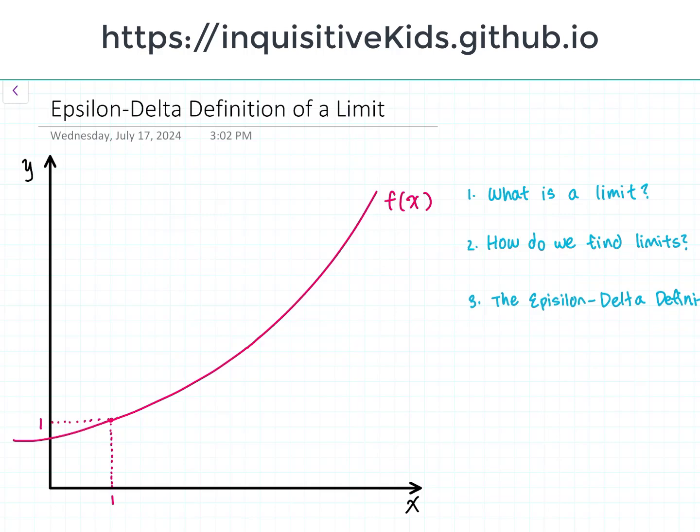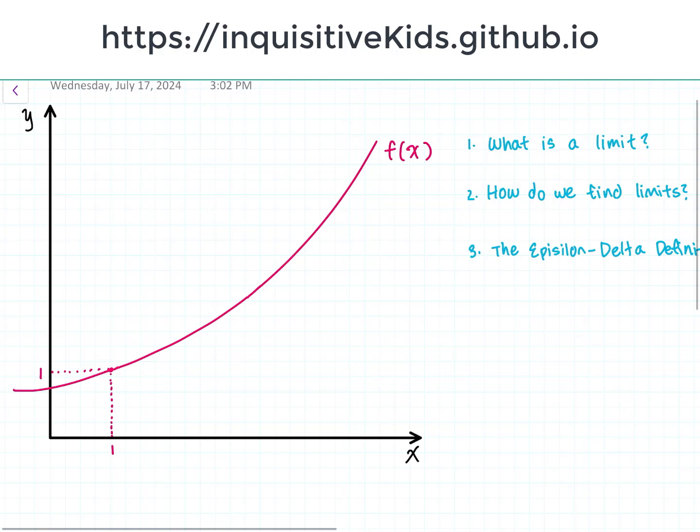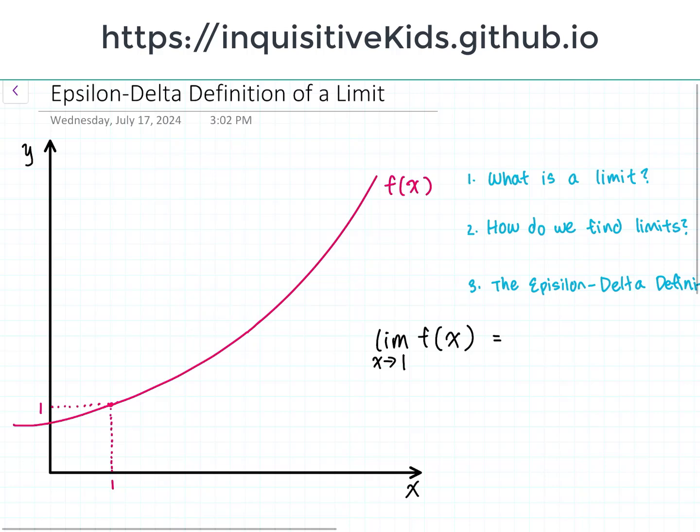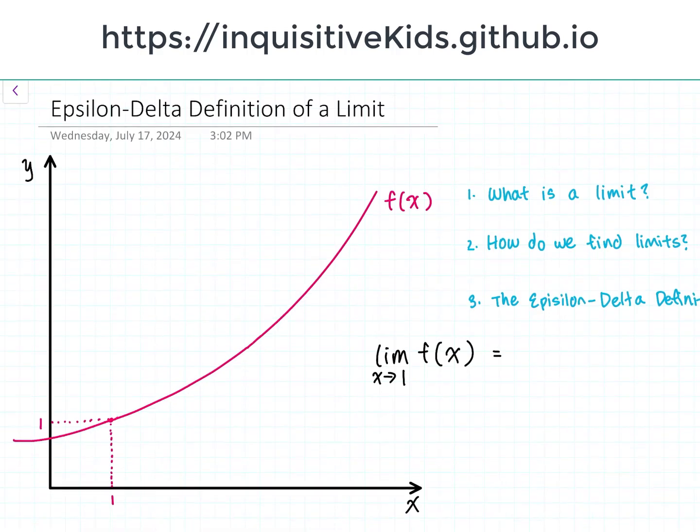So let's first start with the first question. What is a limit? Well, a limit is just the value of a function when its x value is infinitely close to a certain number. For example, on this graph, we have the function f of x. So the limit of f of x when x is infinitely close to, let's just say, 1 is what? How can we find the limit of f of x when x is infinitely close to 1?